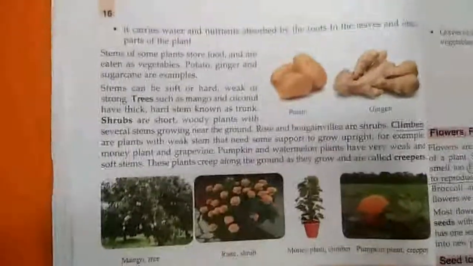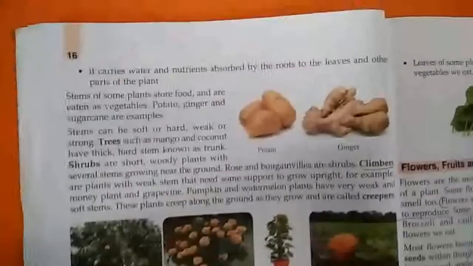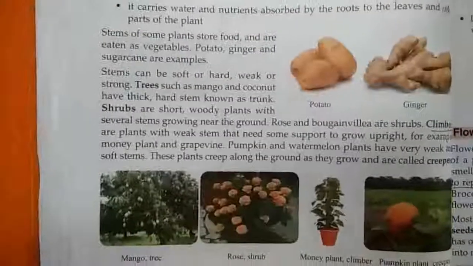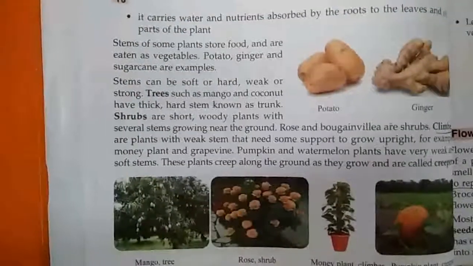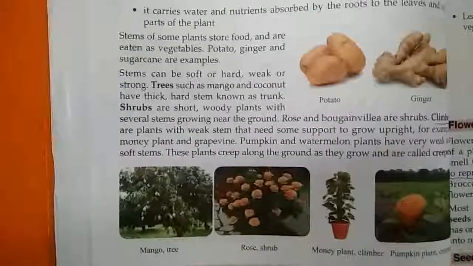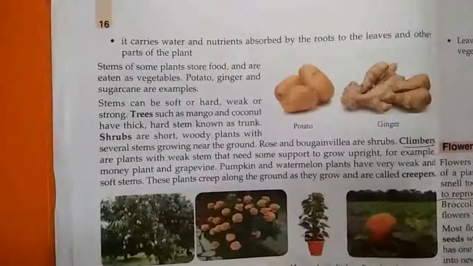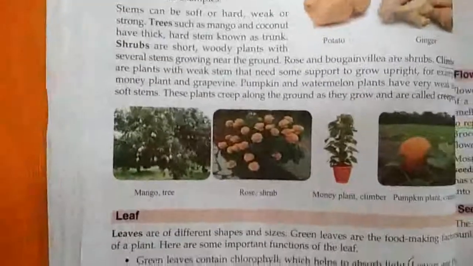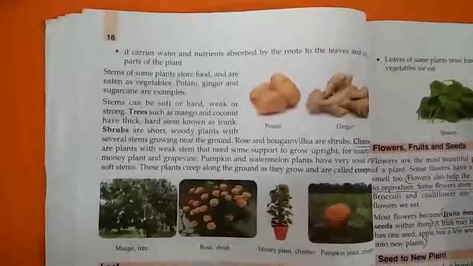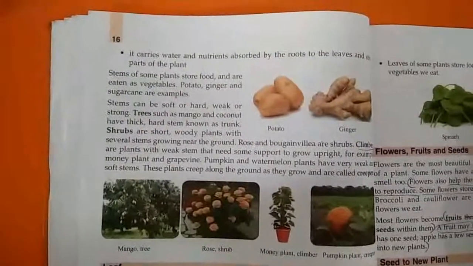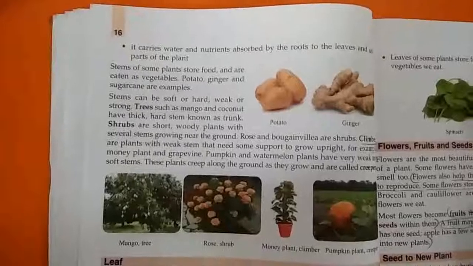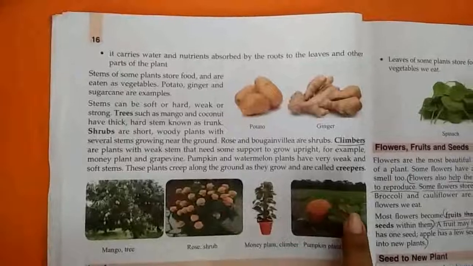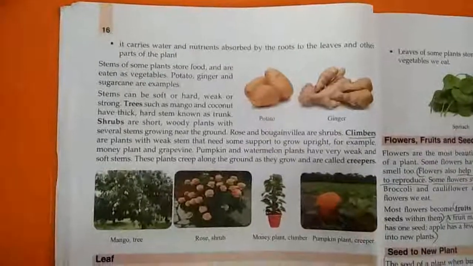Look at the picture. This is potato. This is ginger. We eat these vegetables. We eat these stems. Stems also store food. Some stems are eaten by us as vegetables, potato and ginger. Look at this picture. These stems are eaten by us, like potato and ginger.